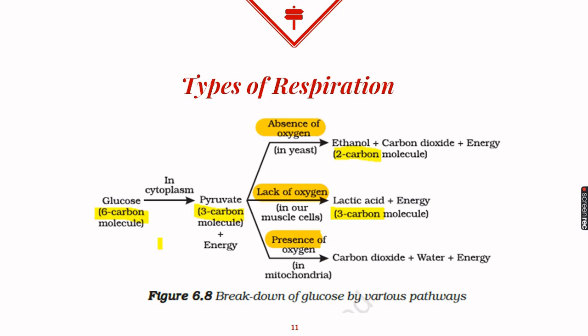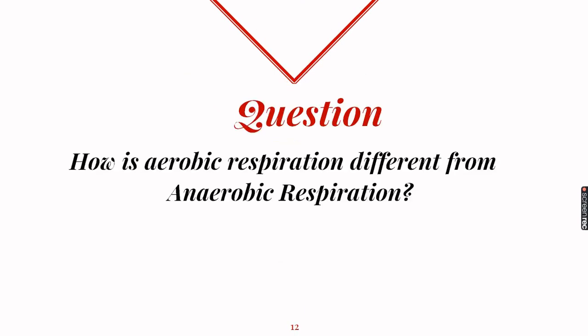So the last case is the complete breakdown, and it is called aerobic respiration, and the first 2 cases are the incomplete breakdown, and they are called anaerobic respiration. We are now in the position of answering this question. How is aerobic respiration different from anaerobic respiration? So students, you can take your time, you can pause the video and think about the answer.